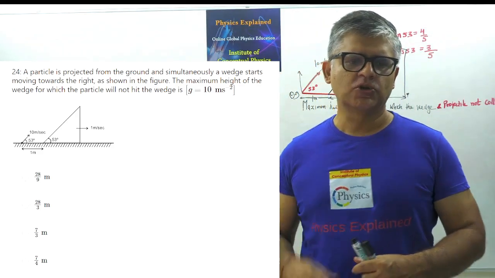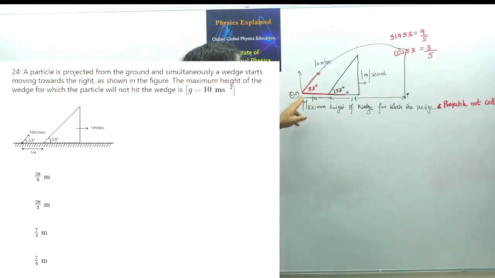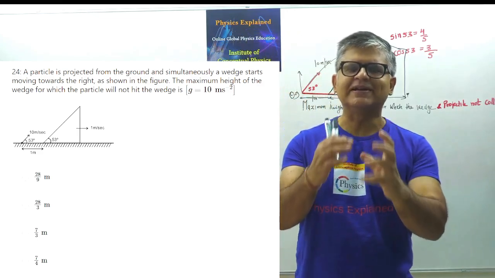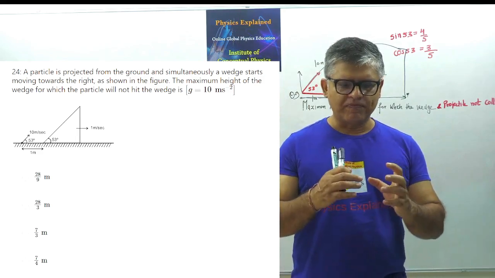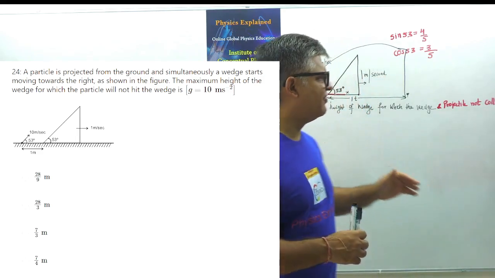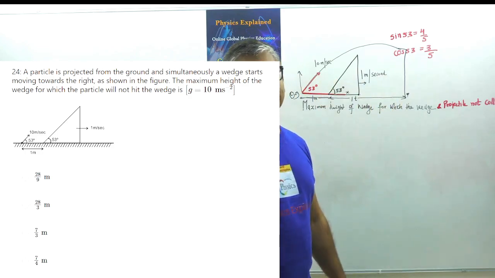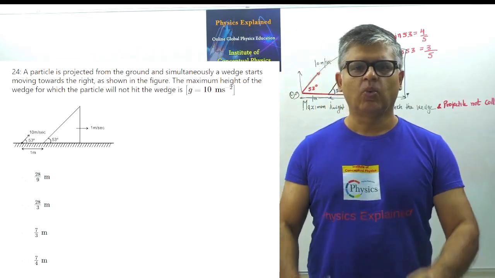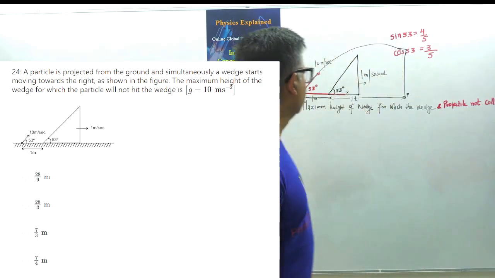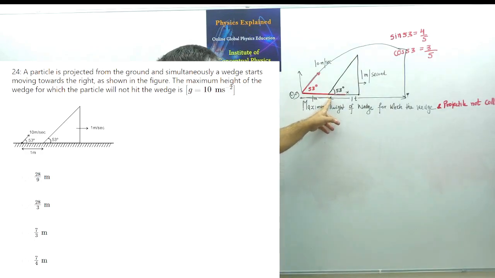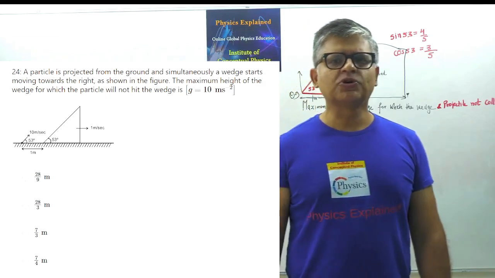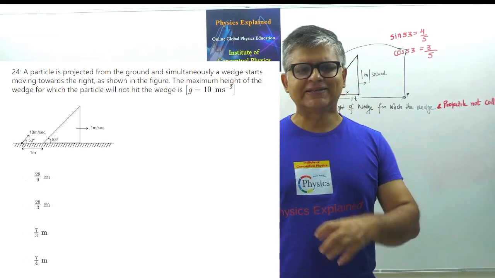Let's read the question. So the situation is you have a situation where a projectile is fired, right? And it is fired with 10 meter per second at an angle of 53 degrees. Now, the moment you fire the projectile, you also have a wedge. The wedge is 53 degree and the wedge also starts moving with 1 meter per second horizontally. What is known to you is the distance between the corner of the wedge and the projectile origin is given to be 1 meter.